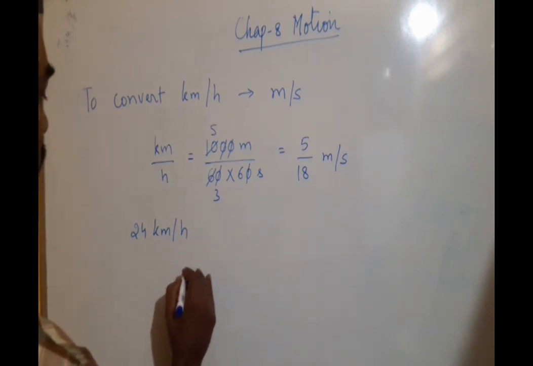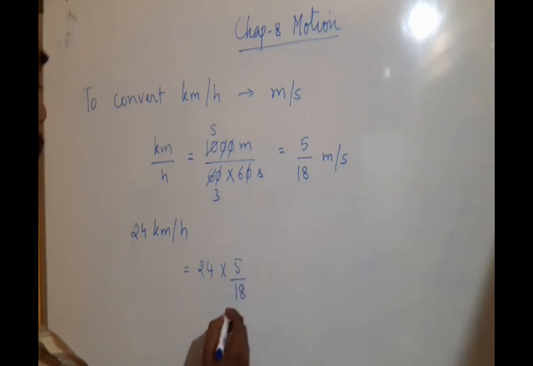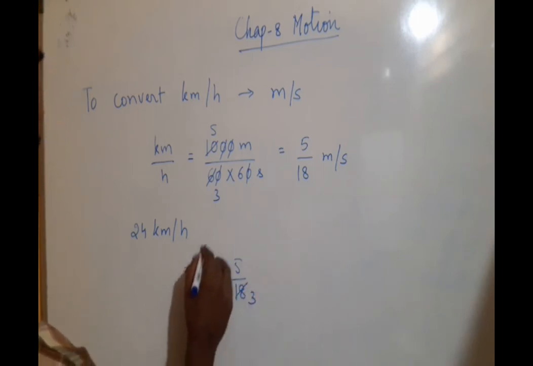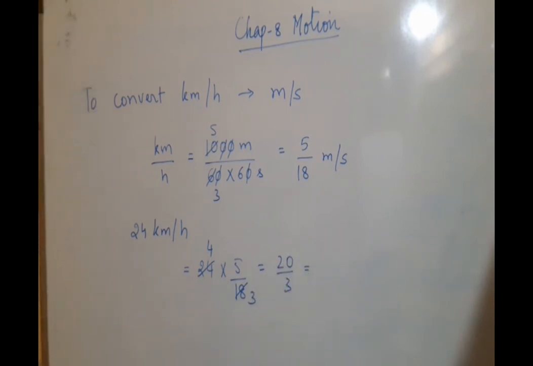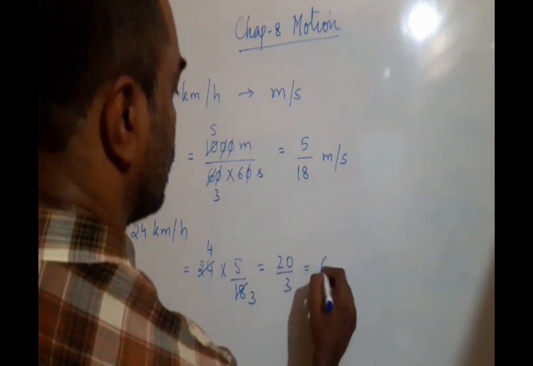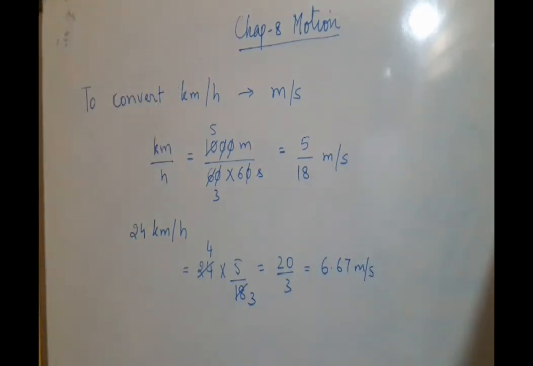So what will we do here? We'll multiply 24 by 5 by 18. 6 threes are 18, 6 fours are 24, so it's 20 upon 3. 20 upon 3 is 6.67 meter per second.